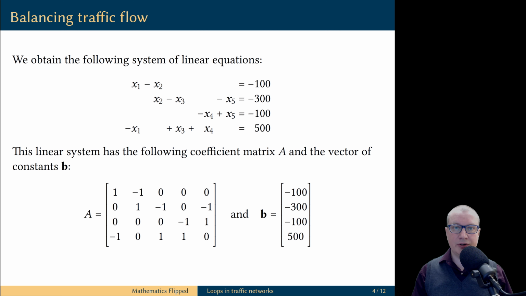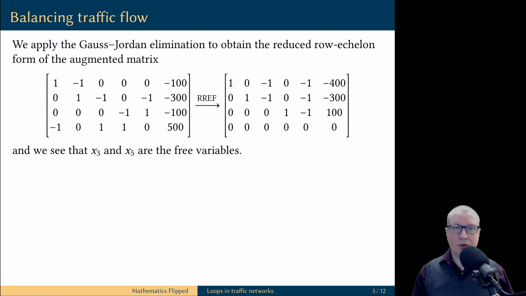Therefore, we have a linear system of 4 linear equations in 5 unknowns. We can represent this linear system in the matrix form if we denote its coefficient matrix by, let's say, A and its vector of constants by B. To solve this linear system, we construct the augmented matrix and we apply the Gauss-Jordan elimination algorithm to find the reduced row echelon form of the augmented matrix.